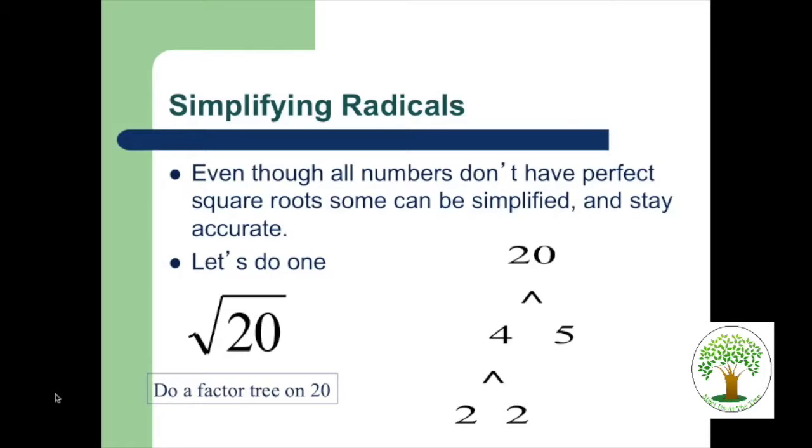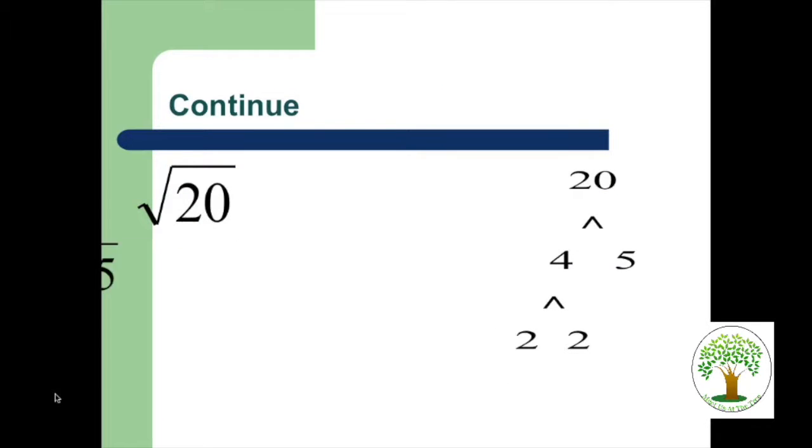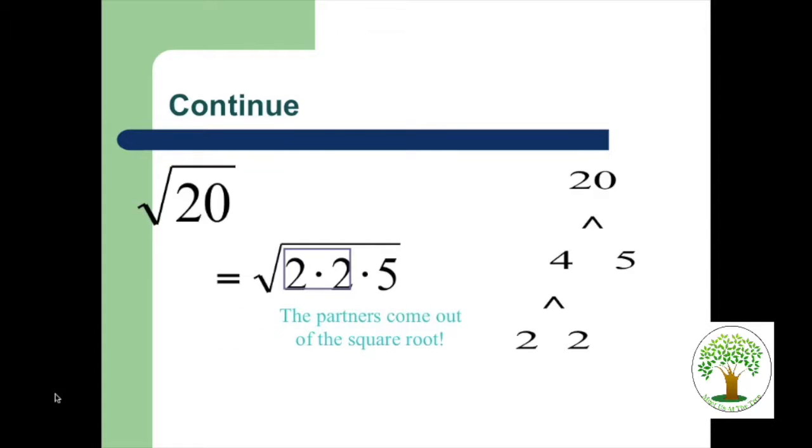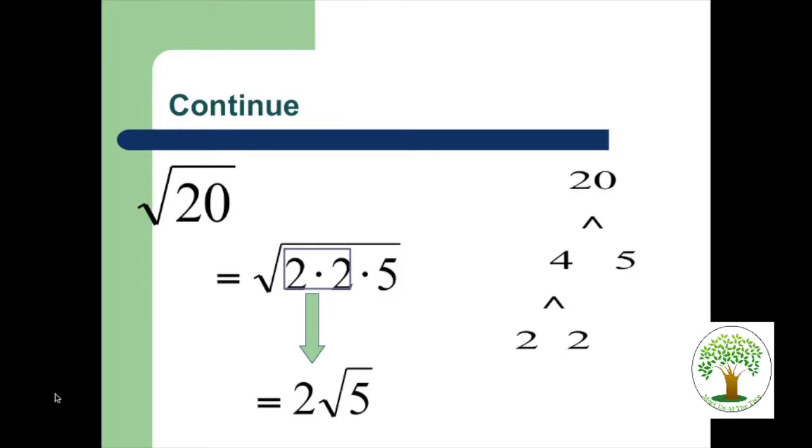When I did the factor tree, I did 20, and I split it into 4 times 5, and then I split the 4 into 2 and 2. So in other words, the square root of 20, I can write as 2 times 2 times 5. What am I going to do now? Do you guys remember how to do this? Take the doubles out. I'm going to take this double 2 right here, take that double 2 out, and write it as a single. The partner comes out of the square root, and it's going to be 2 square root 5 as my answer.